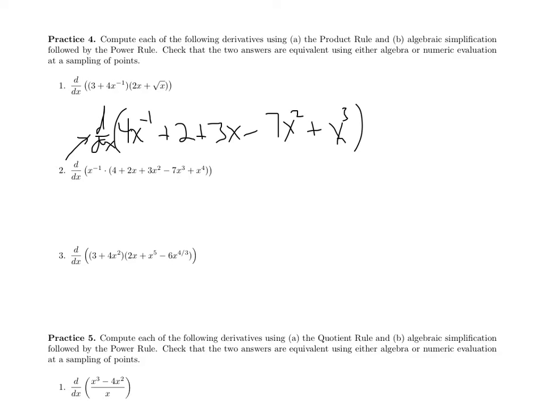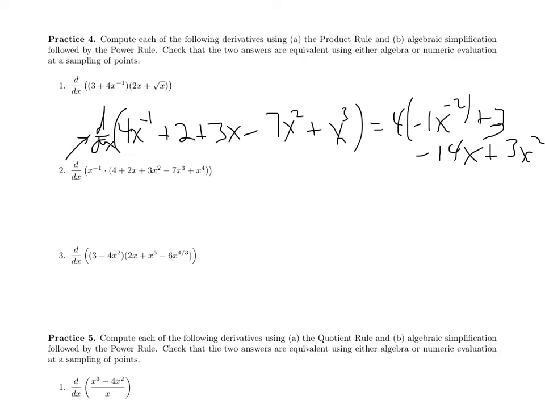And so then our derivative rules can be applied to this, and I'll have 4 times minus 1 x to the minus 2, plus the derivative of just this constant 2 is 0, plus 3 minus 14x plus 3x squared. So that would be the answer if I simplified the expression and then computed the derivative.